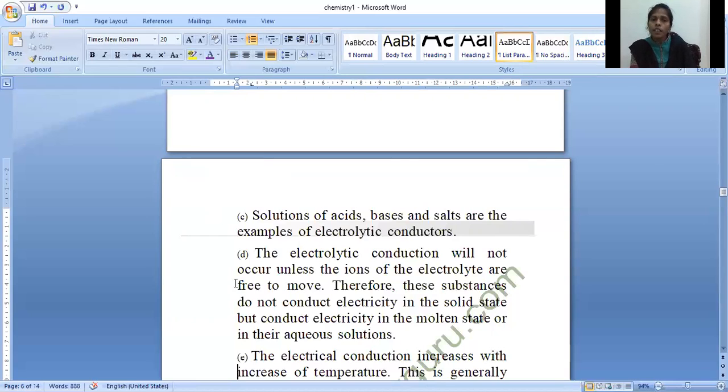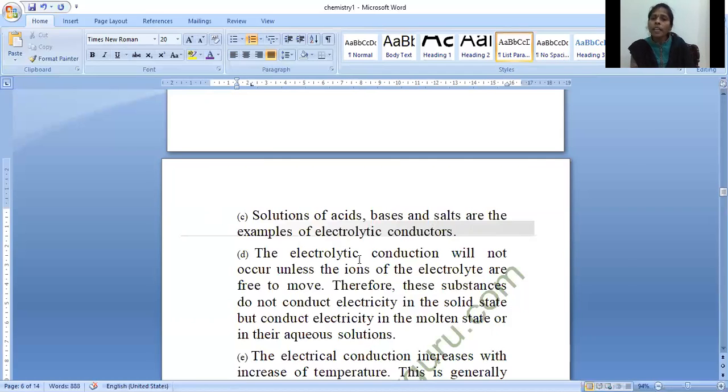Now let us see the examples of electrolytic conductors. Solutions of acids, bases and salts are examples of electrolytic conductors. You know what is meant by a solution. It is the mixture of solute and solvent. That means acid solutions, base solutions and salt solutions. All these are the best examples of electrolytic conductors.